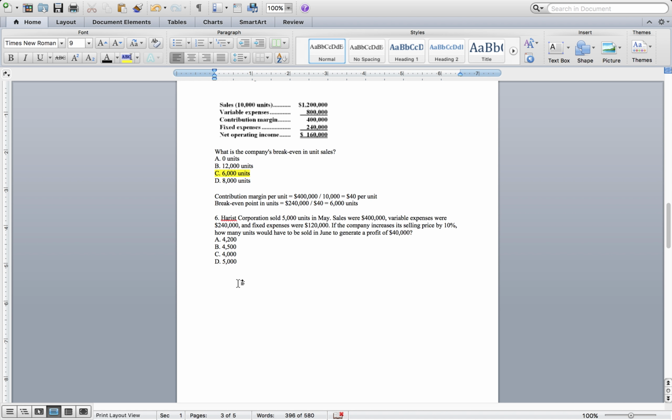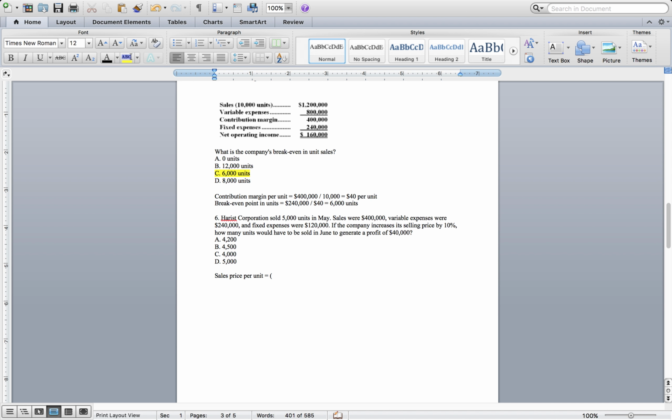Alright, continue on now. Number 6 here says, Harris Corporation sold 5,000 units in May. Sales were 400,000, variable expenses were 240,000, fixed expenses were 120,000. The company increased the selling price by 10%. How many had to be sold in June to generate a profit of 40,000? Well, it's a combination here. You want to calculate several things. First of all, what is your sales price per unit?